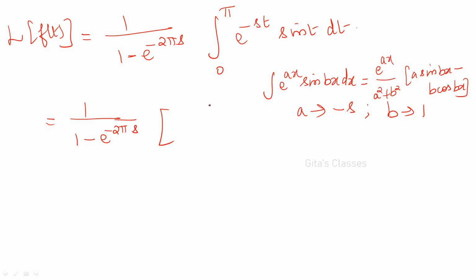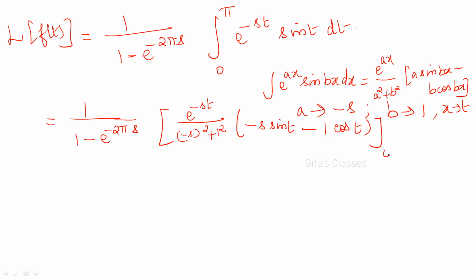So, e power ax into e power minus st, divided by a squared plus b squared, that is minus s the whole squared plus 1 squared, into (a sin bx. A is what? Minus s sin t. In the place of x, I have t. Okay. So, a is minus s sin t, minus b. B is 1 into cos t.) Okay. In which you have to substitute the limit 0 to pi.